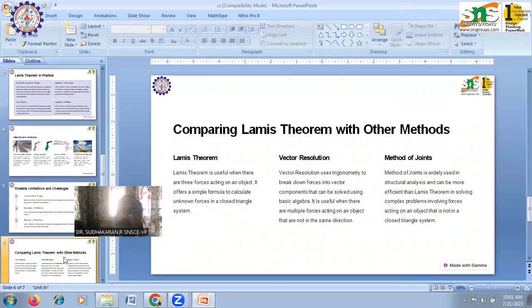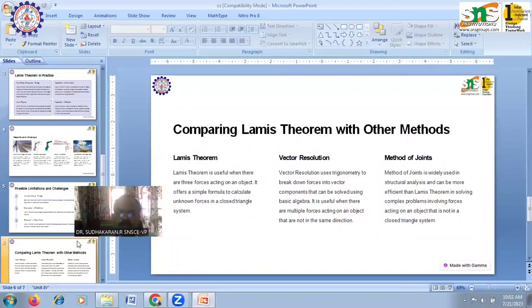Similarly, the method of joints is actively used in structural analysis and can be more efficient than Lami's theorem in solving complex problems involving forces acting on an object that is not in a closed triangle system. The method of joints is mostly used in the case of structures and frames to analyze the various forces and to determine the unknown forces required to keep the structure or joint in a stable condition.